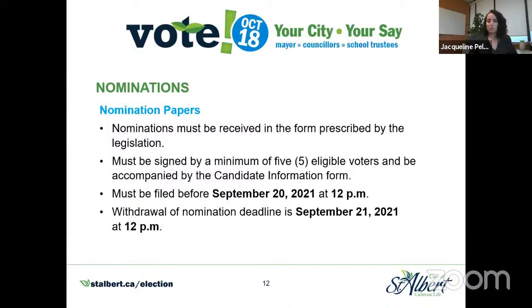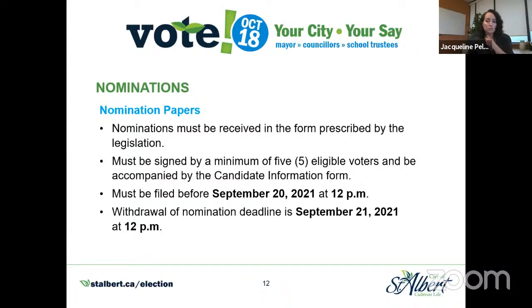So candidates must also file their nomination papers by September 20th at 12 noon. The returning officer under legislation cannot accept nominations received after this deadline, so you're going to want to be sure to get those nomination forms in before then.